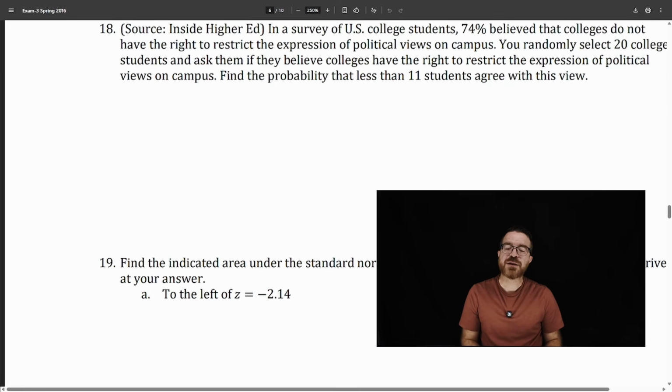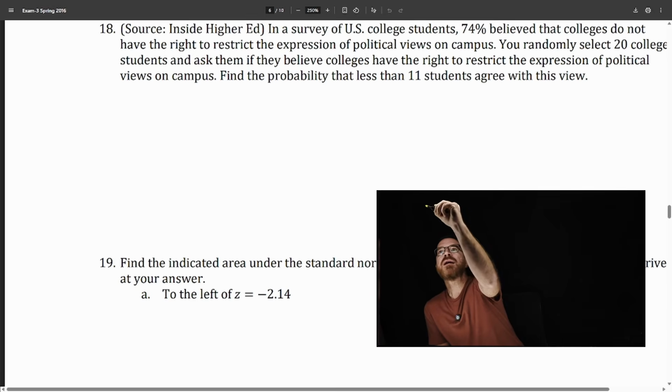Problem 18. In a survey of U.S. college students, 74% believe that colleges do not have the right to restrict the expression of political views on campus. They randomly select 20 college students and ask them if they believe that colleges have the right to restrict the expression of political views on campus. Find the probability that less than 11 students agree with this view. Okay, so for this one, this is again going to be a normal approximation to binomial problem.